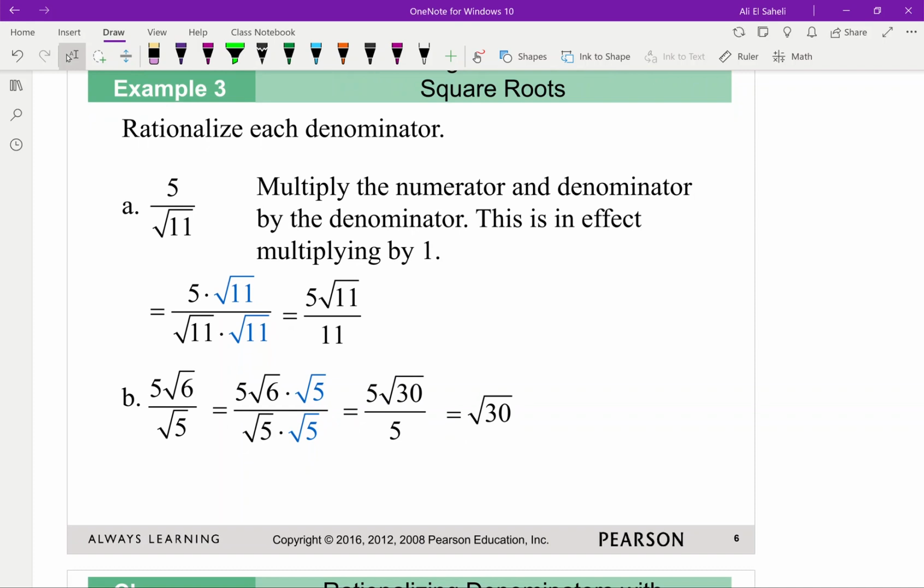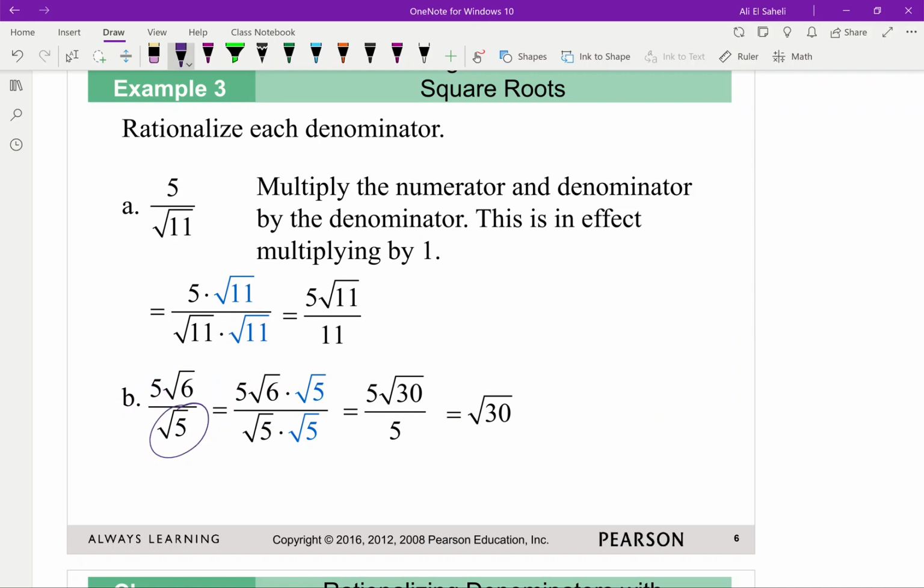5 over radical 11, multiply by 1. Just like what I did before. So you have multiplying in numerators, you get this, and multiplying denominators, radical 11 times radical 11 is radical 11 squared, and that is 11. The radical and the square cancel out each other. This, again, is a square root.